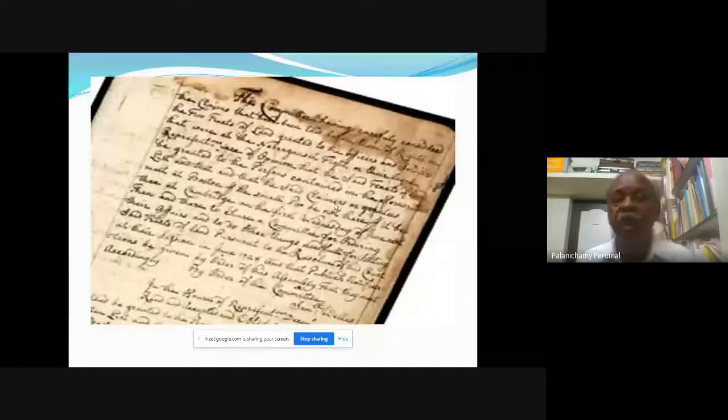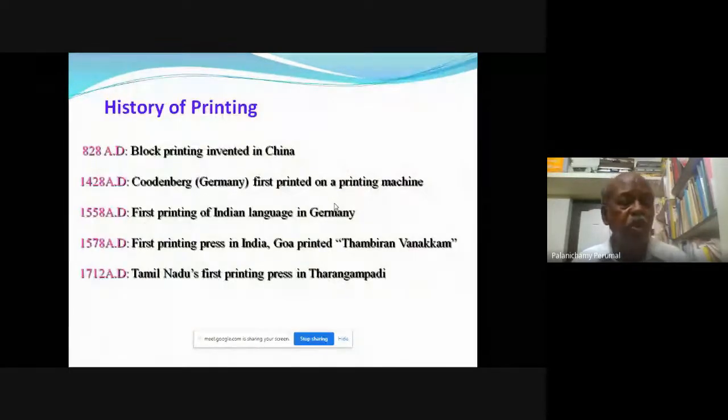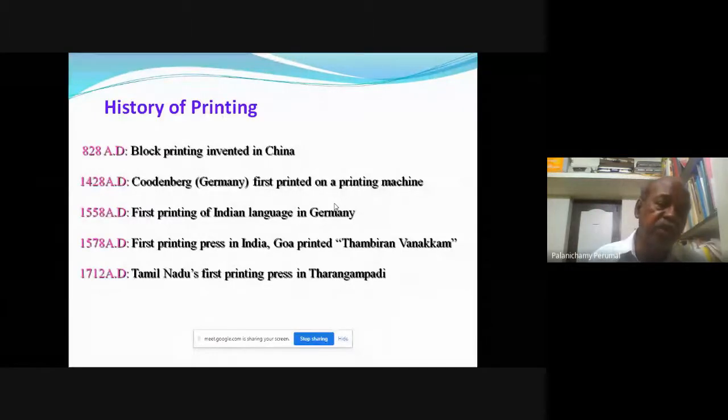Then only printing came. So these are the manuscripts. Even nowadays in India, quite a number of manuscripts are preserved in various libraries, and some manuscript libraries are there.